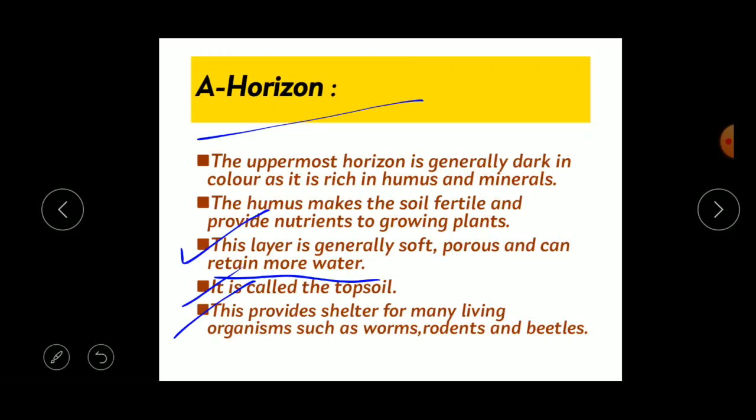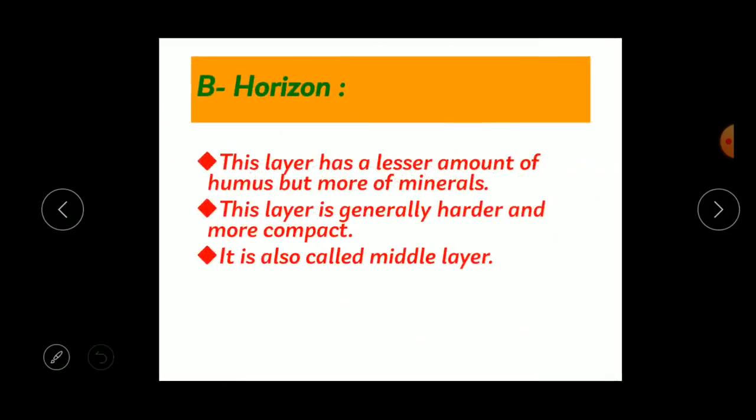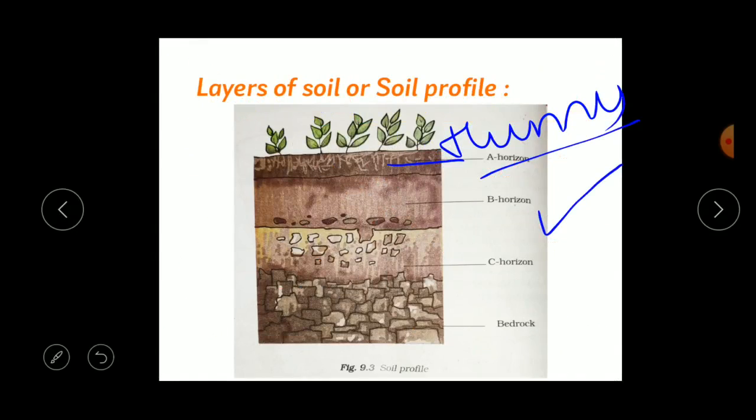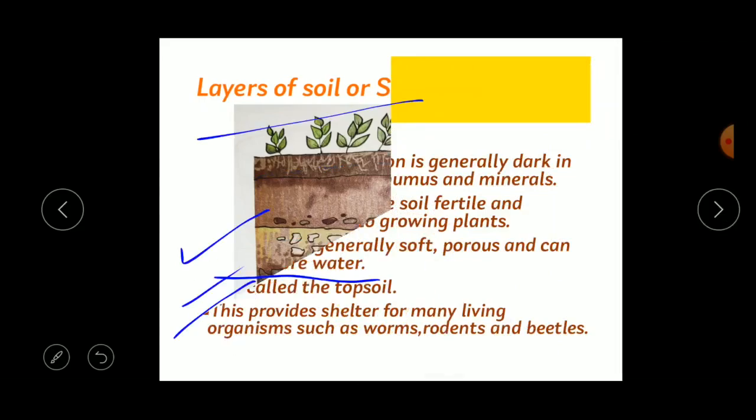Now let's move to the B horizon. So here you can see this part, it is the B horizon. Yes, so this is the B horizon.